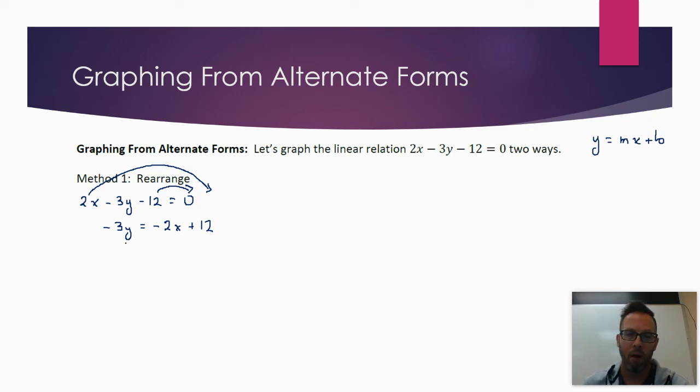That's almost in y equals mx plus b form, but it's negative 3 times y. Well, let's just divide everything, and I mean everything, including that constant term on the end. Divide everything by negative 3.